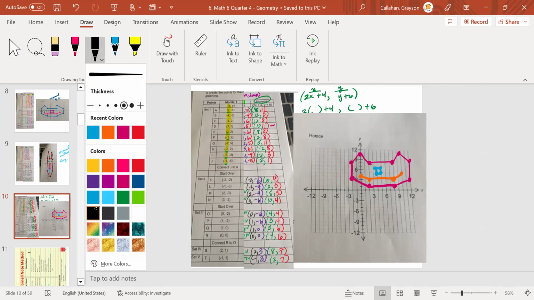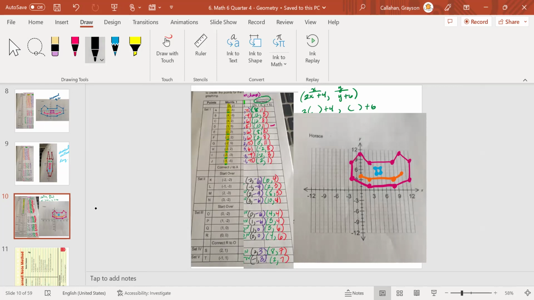2 times negative 1. Oh, wait, hold on. Well, for set 3, there's 0, negative 2, 1 and negative 2, 1 and 0. No, hold on a second. For step 3, 0, negative 2. 0 times 2 is 0. 0 plus 4 is 4, right? Negative 2, this is y now. Negative 2 plus 6 is a positive 4.